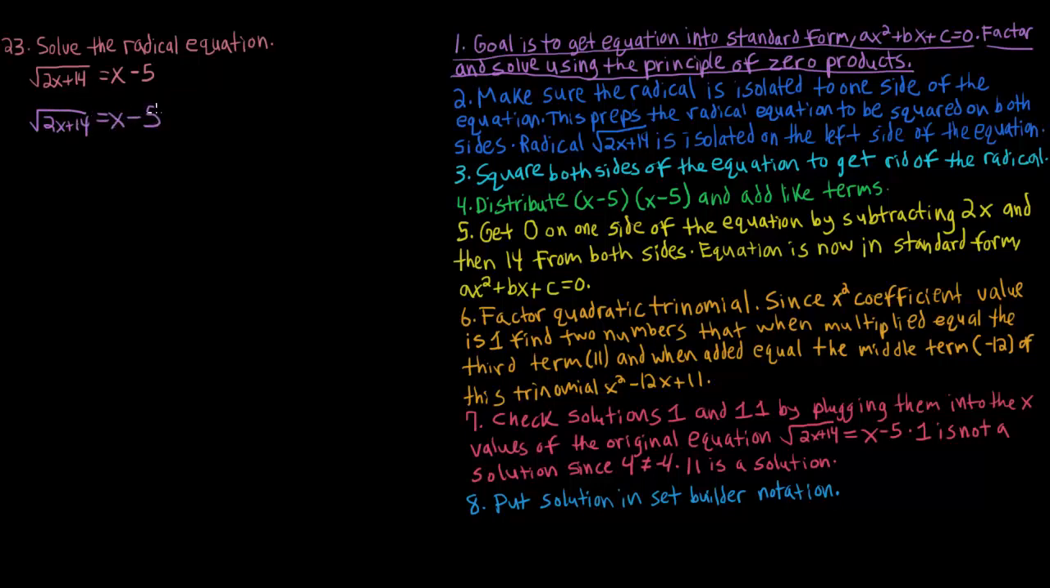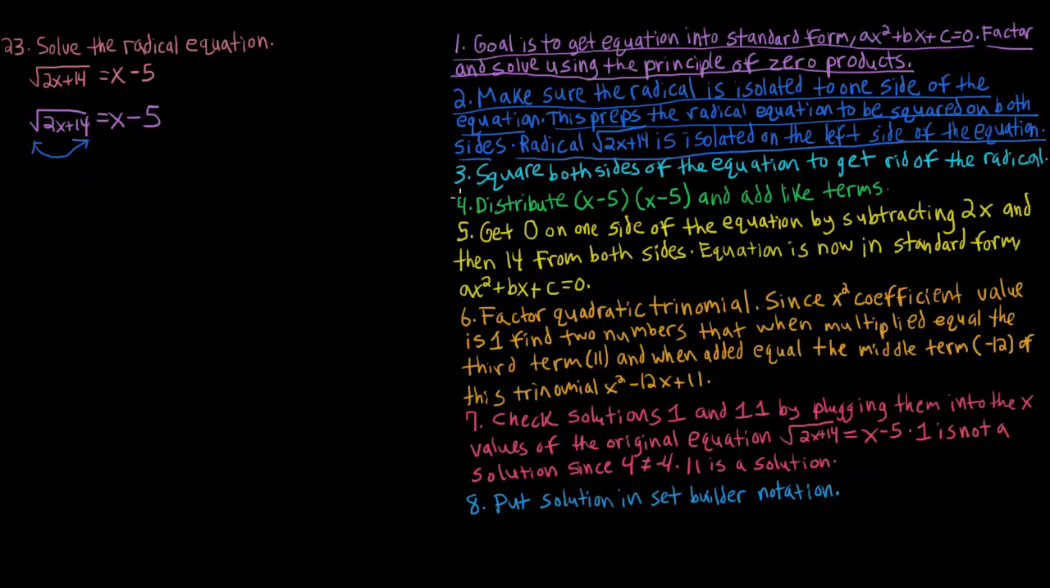Now, step 2 wants us to make sure that the radical is isolated to one side of the equation. This preps the radical equation to be squared on both sides. The radical, the square root of 2x plus 14, is isolated on the left side of the equation. So on the right side of the equation, there's no radical. On the left side, there's this radical right here, just this one term. So this radical is isolated.